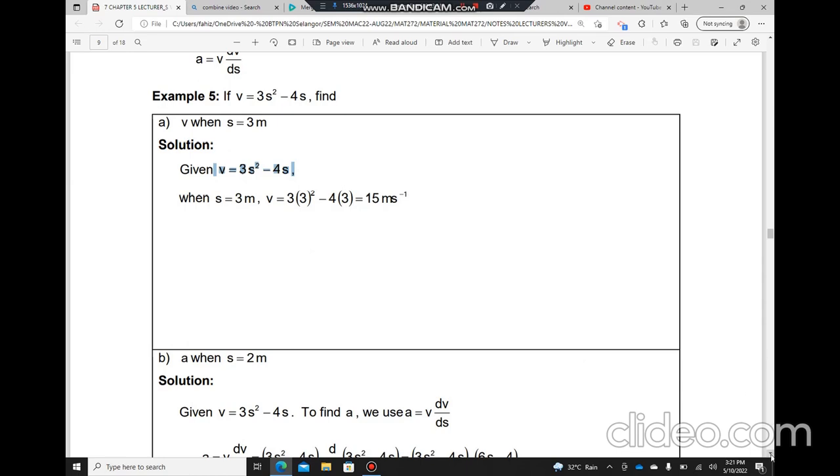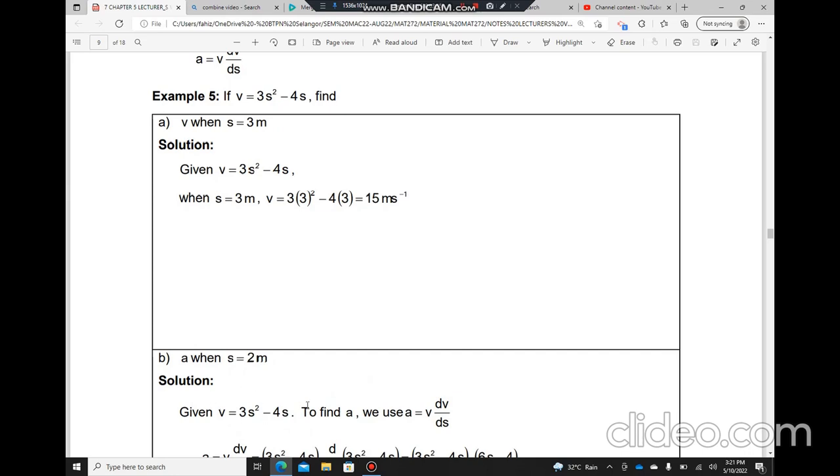Okay, so B, when s equals to 2 meter. So nampak tak kaitan tadi, dia bagi A when t equals to 2s ke kan, 3s ke, so dia bagi kat sini t. So that's why bila equation awak, bila dia ada t, maknanya awak just gantikanlah tempat t, tapi kat sini kaitan antara A dengan s. So kita dah based on displacement. So untuk soalan B, given V equals to 3s square minus 4s, okay, so to find A, we use A equals to V dv ds. Awak tak boleh kaitkan lagi dengan T sebab dalam equation ni tak ada langsung T.